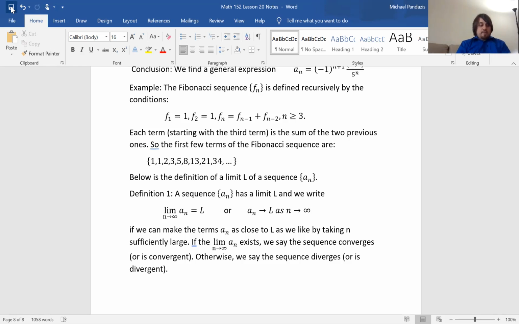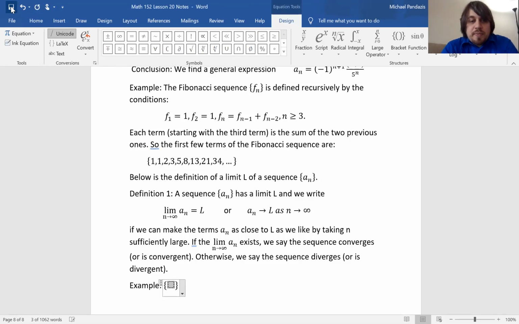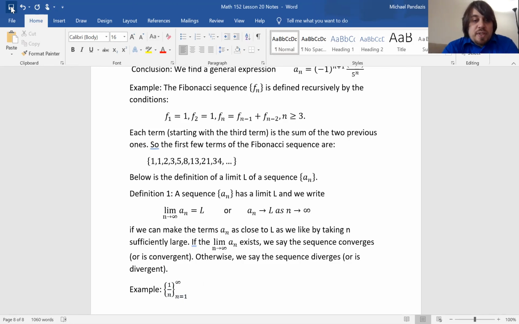Let me do definition 2. But before I do definition 2, I'm just going to give an example. The example is the sequence 1 over n from n equals 1. I'm just going to write the notation so it's clear. This sequence has 0 as a limit.